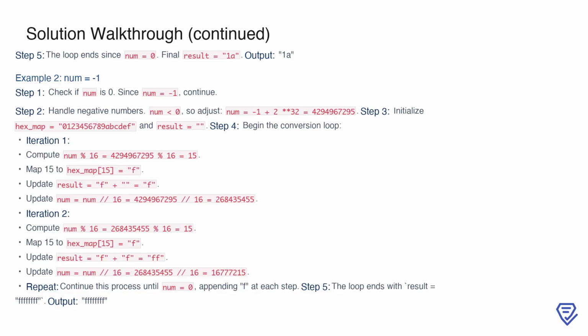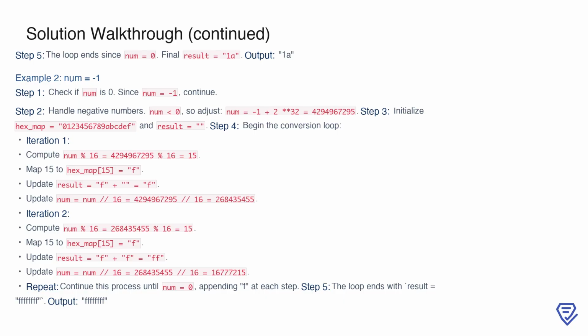With this adjusted positive number, we initialize the same hex_map and an empty string result. The conversion process begins. In the first iteration, 4294967295 modulo 16 equals 15, which maps to F in the hex_map. We prepend F to result, making it F. Dividing the number by 16 gives 268435455. In the second iteration, the remainder is again 15, which maps to F.